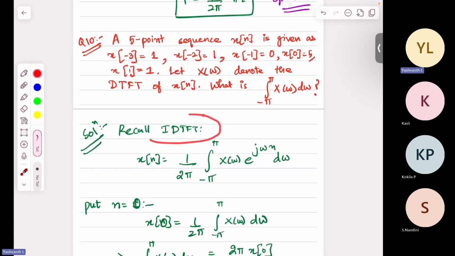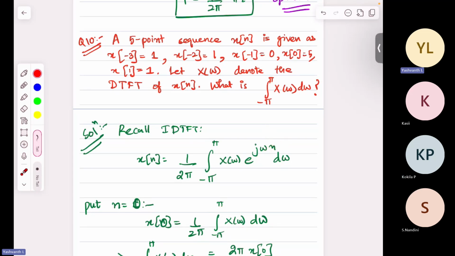Recall that the inverse discrete time Fourier transform was given by x of n equal to 1 by 2 pi integral from minus pi to pi of X of omega e power j omega n d omega. Now just put n equal to 0. Then x of 0 equals 1 by 2 pi integral from minus pi to pi of X of omega d omega, because if you put n equal to 0, e power 0 is 1.